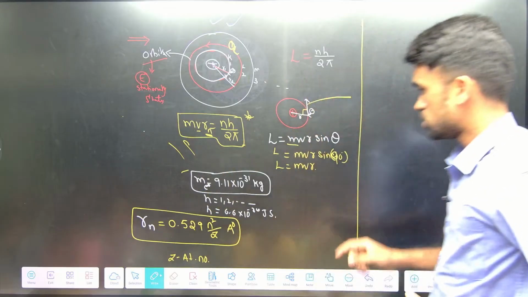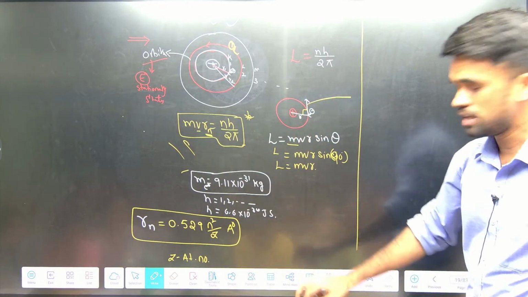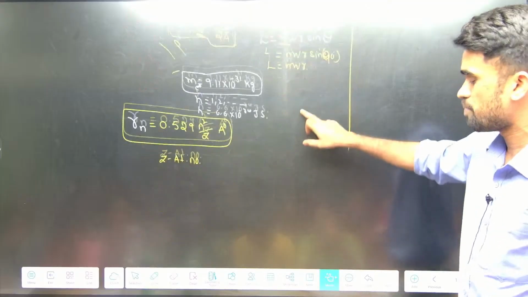Okay, right. So this is about the radius formula I have given. Now I will ask you one simple question.